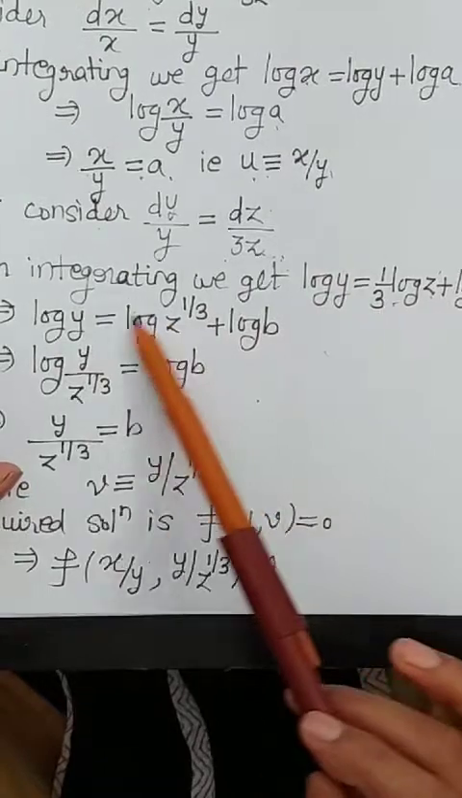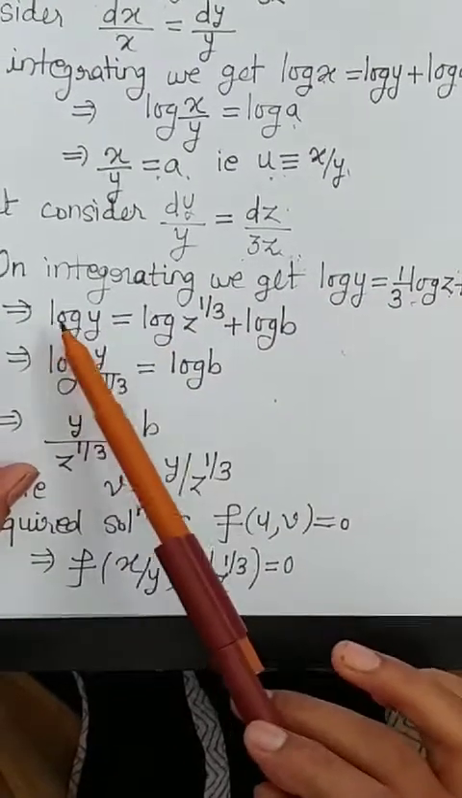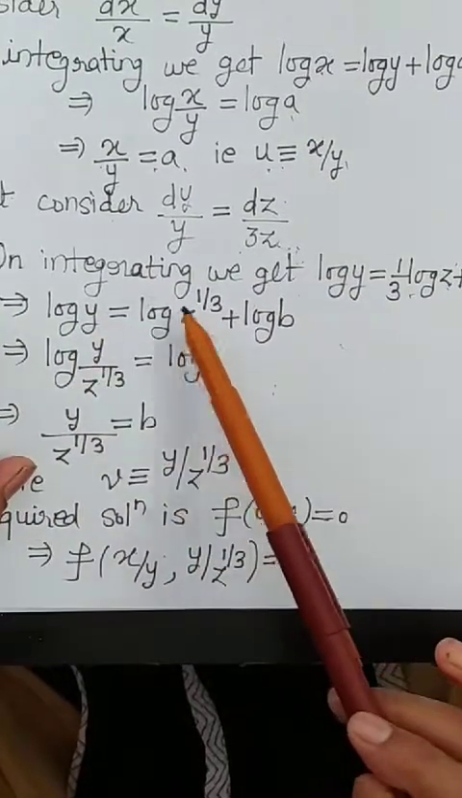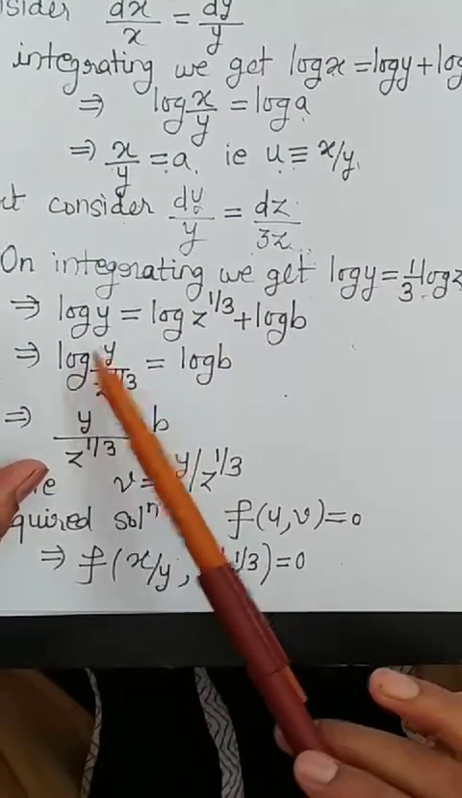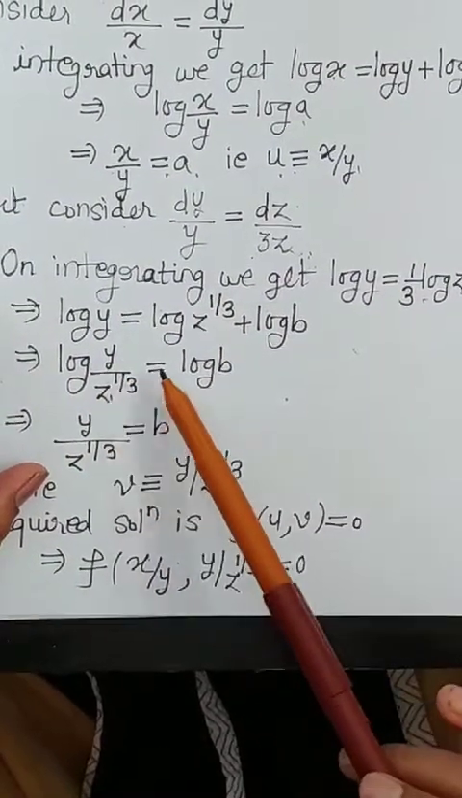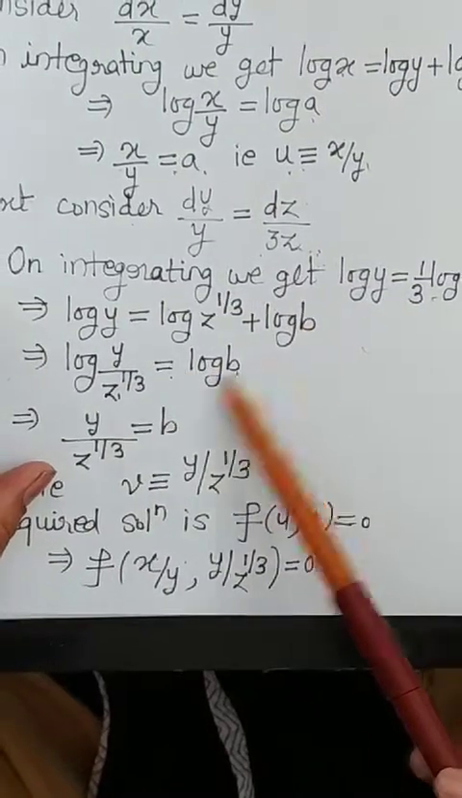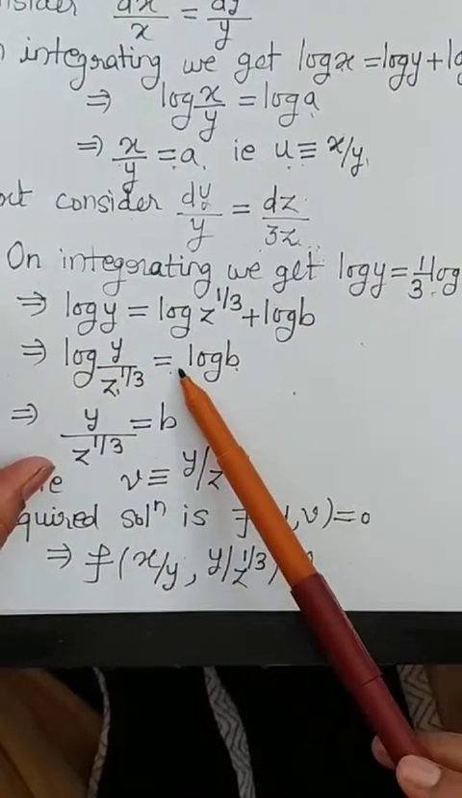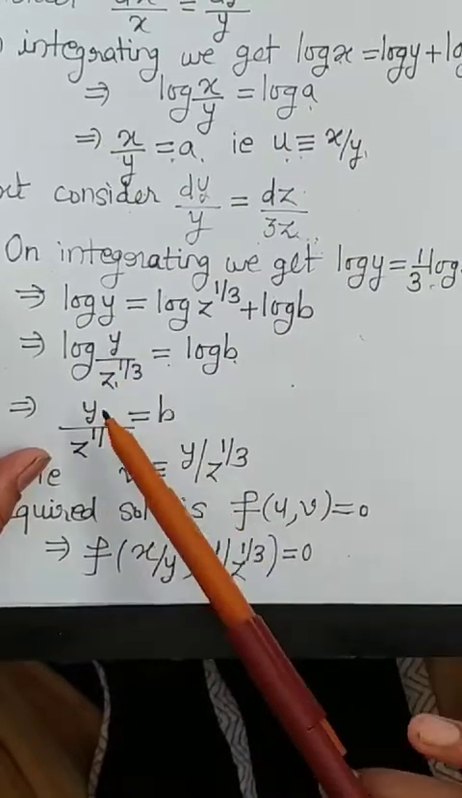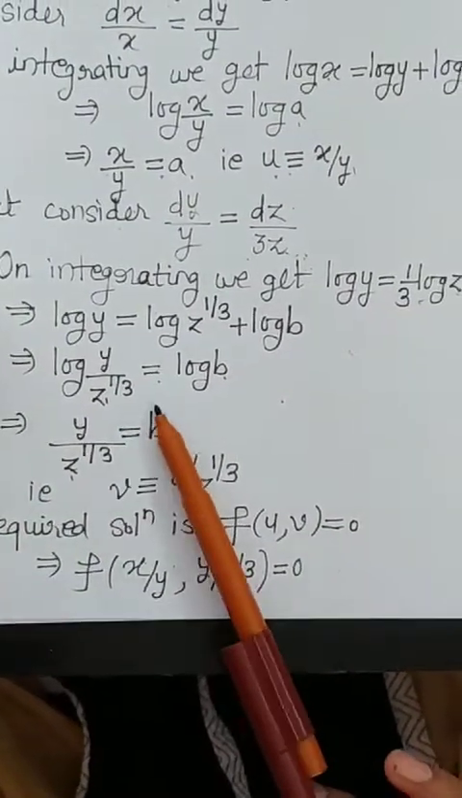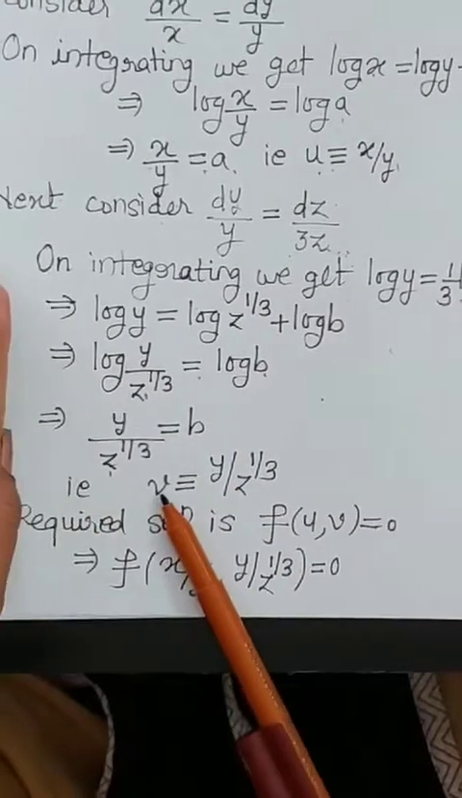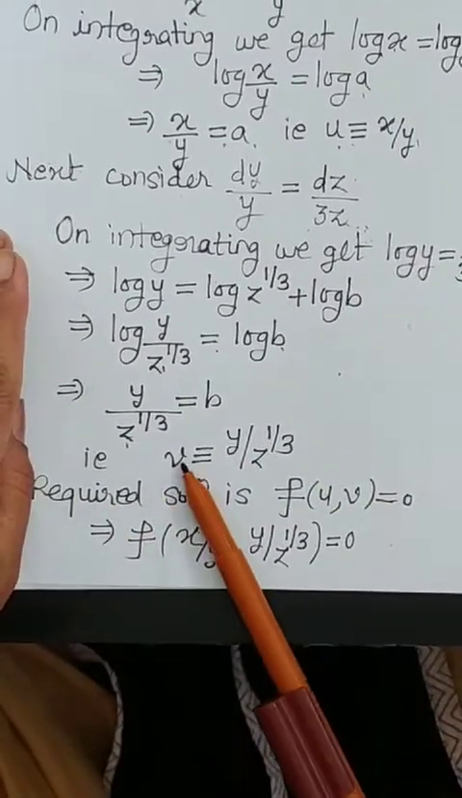Now shift the variable term to the left hand side. So log y minus log of z raised to power 1 by 3. Log a minus log b is log of a by b. So what I am getting is equal to log b. Again, you can cancel log by taking anti-log. So we have y by z raised to power 1 by 3 is equal to b. Leave this constant, the remaining is v, right? So we have obtained u and v.